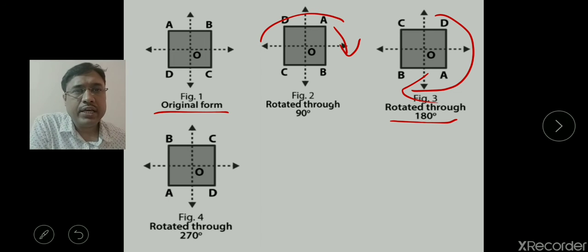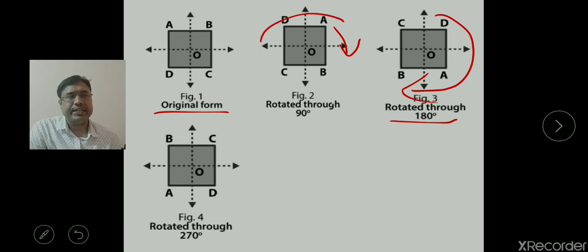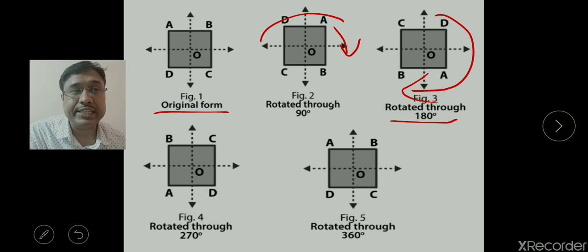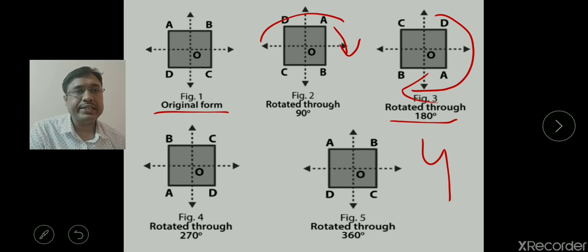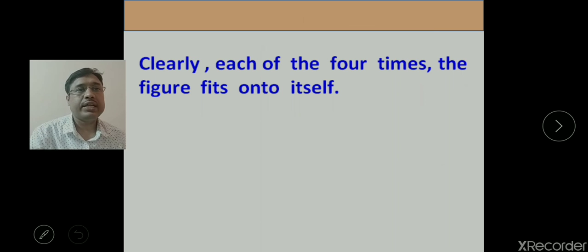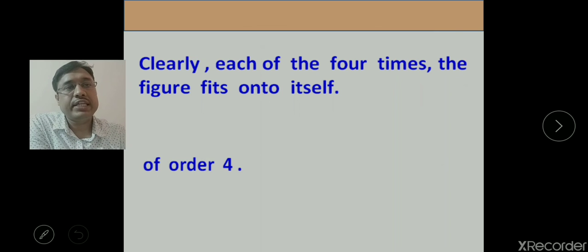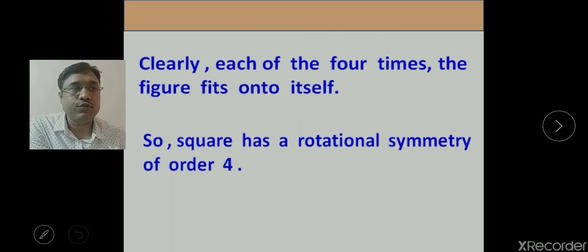Then with another 90 degree increase, that means a 270 degree rotation, and at the last a 360 degree rotation. At each of these, 90, 180, 270 and 360 degrees, the figure fits onto its original shape. That means it has rotational symmetry of order 4. The 0 degree rotation you will not count, so excluding 0 degrees, each of the 90, 180, 270 and 360 degree rotations fits the figure onto its original shape. So clearly all 4 times the figure fits onto itself, and a square has rotational symmetry of order 4.